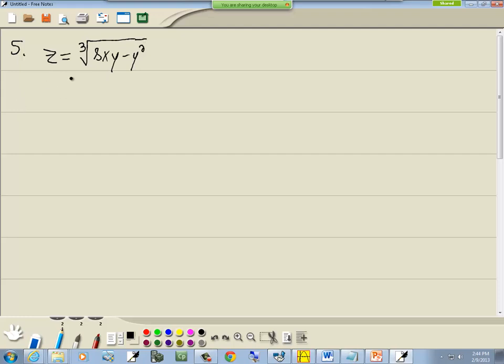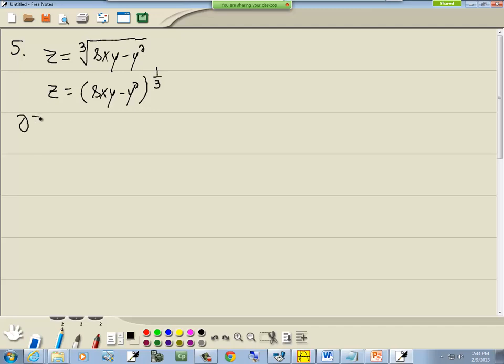Okay. Well, I need to put this in the right form to begin with. So I'm going to rewrite this as 8xy minus y squared to the 1/3 power. We always want to put it in rational exponent form, fractional powers.